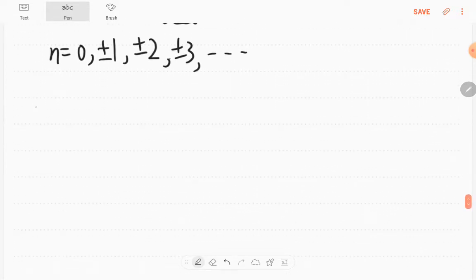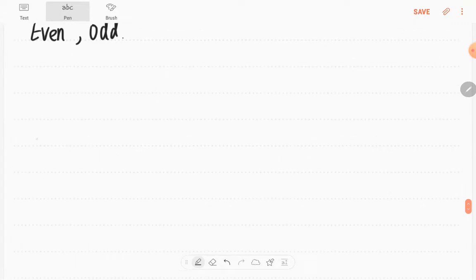And for the functions, we also want to know what an even function and an odd function are. Okay, even function and odd function. So now let's look at this one.